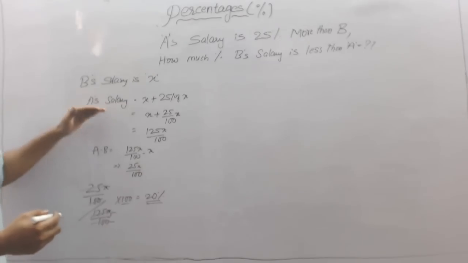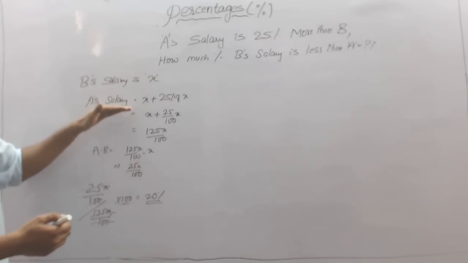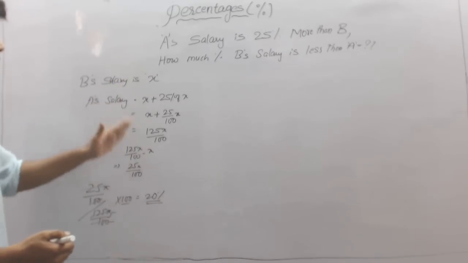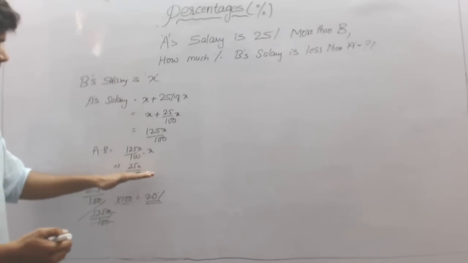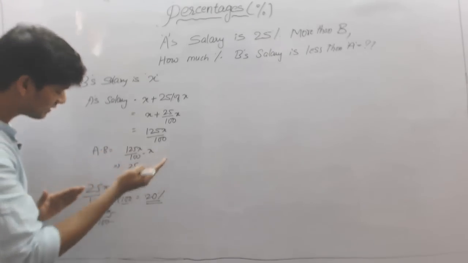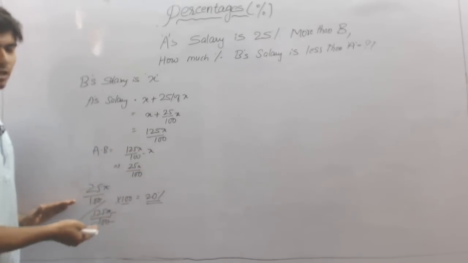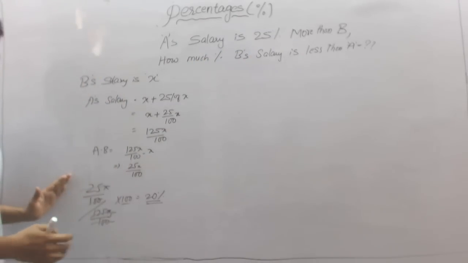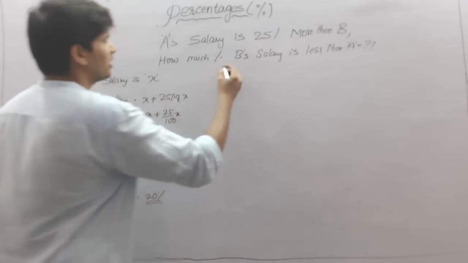Now got clarity? If B's salary is X, then A's salary is 25% more, 125X by 100. Now the difference between A and B is 25X by 100. Now this is the difference. So this difference is how much percentage of A? That gives how much percent B is less than A. So this is one method, and the other method is the unitary method.